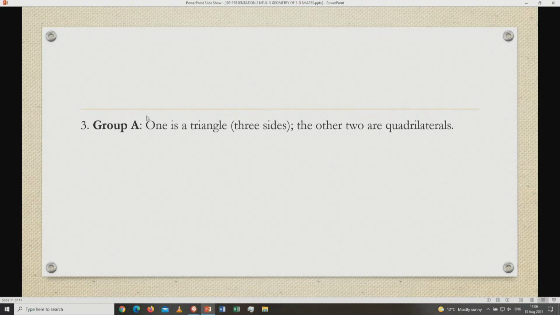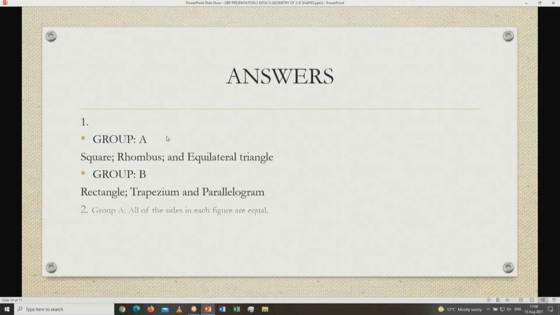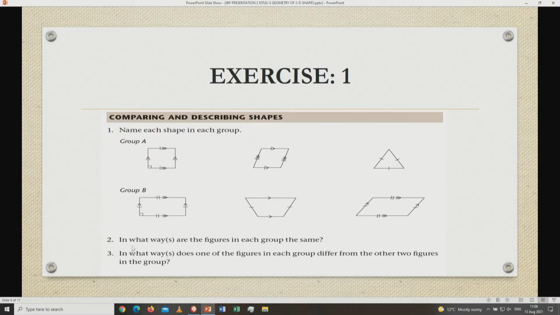Right. For number 3, let's take the question first. The question says, in what ways does one of the figures in each group differ from the other two figures in the group? In what way?